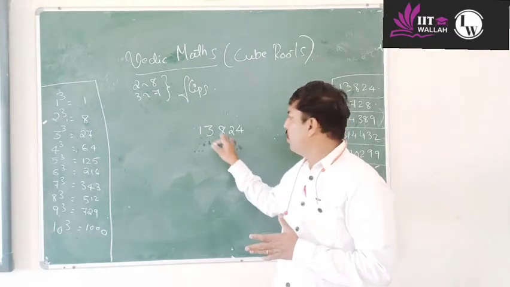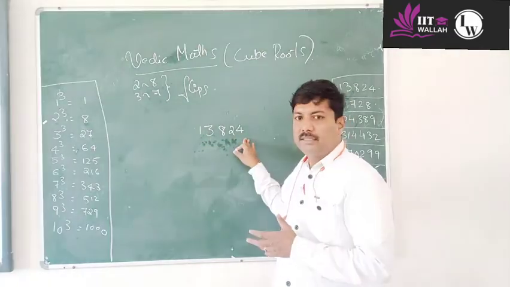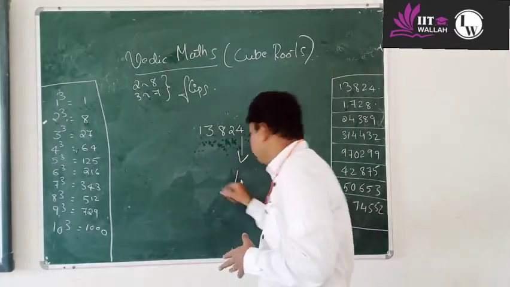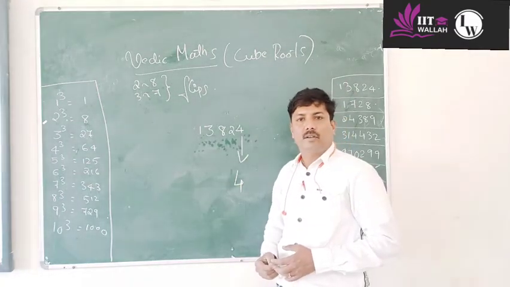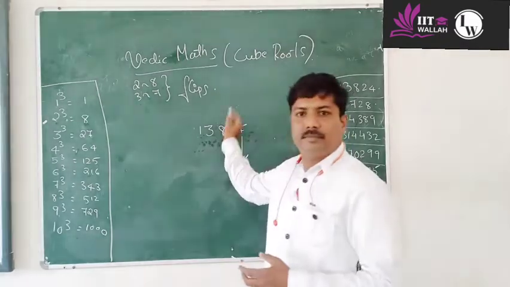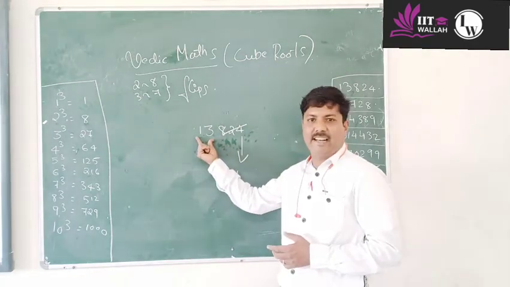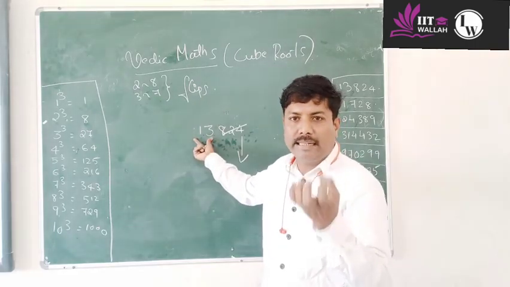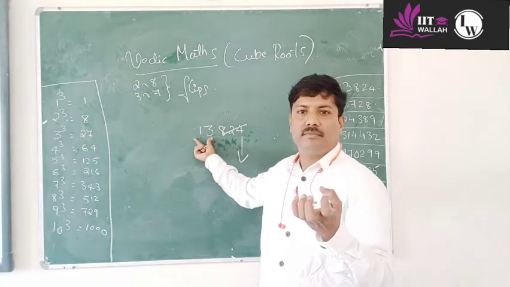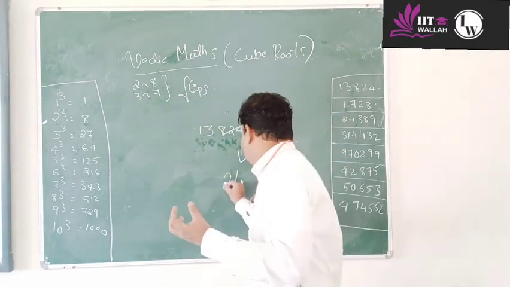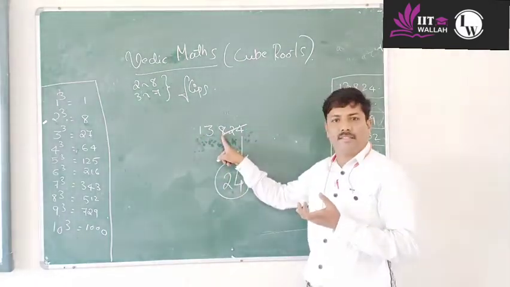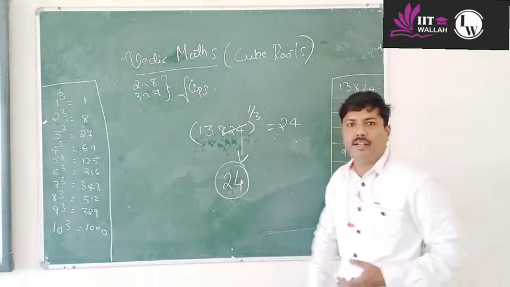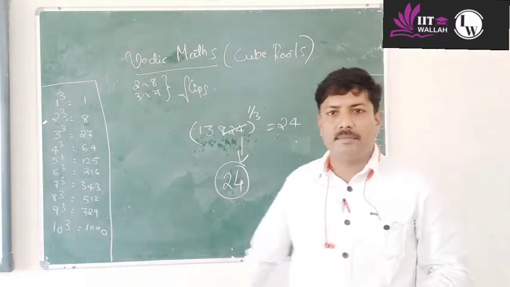So now we will check this number, a perfect cube: 1, 3, 8, 2, 4. This number ends with 4, so its cube root also ends with 4. Then cut the first 3 digits. Which number is remaining? 13. So 13 is not a perfect cube. Think about the nearest perfect cube below 13, which is 8, and the cube root of 8 is 2. So 24 is the cube root of this number. You clearly got it? Okay.